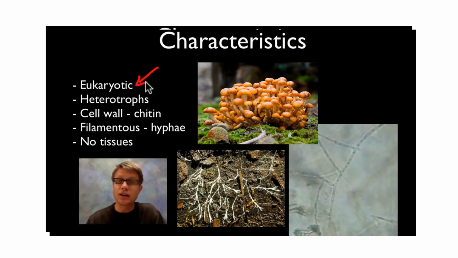Well, they're eukaryotic, so they've got nuclei and organelles. They're heterotrophs. They originally were classified as plants, and you can see why.